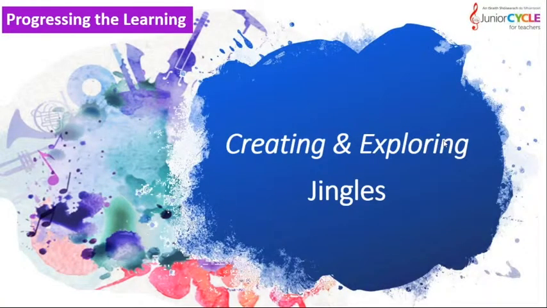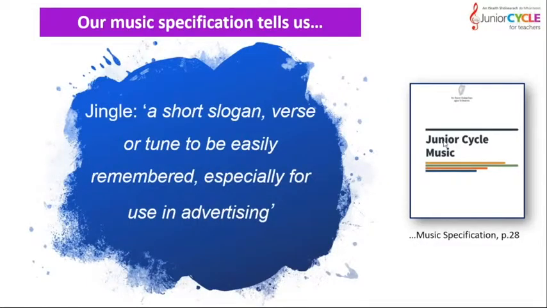Some really rich learning there, moving from rhythm into melody, building on triads. Now we will have a look a little closer at creating and exploring jingles in our junior cycle music. Our specification tells us a jingle is a short slogan, verse, or tune to be easily remembered, especially for advertising. This reference to advertising can be found in a number of our learning outcomes.